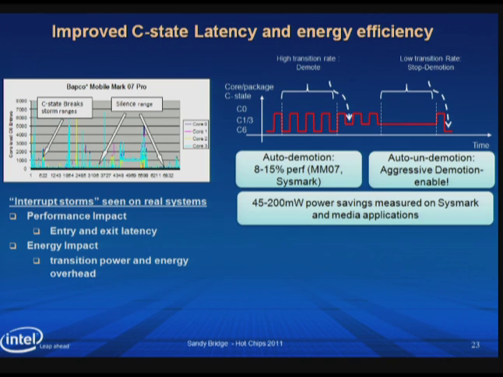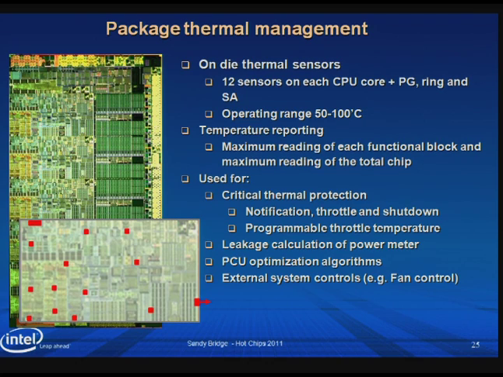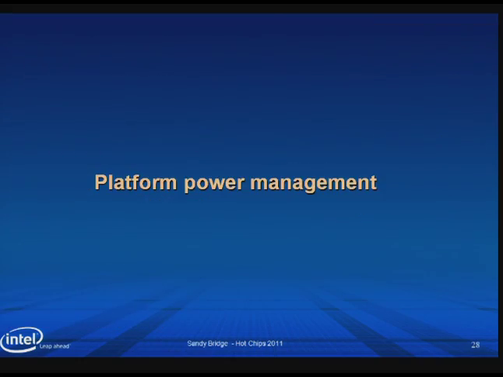optimization algorithms to make sure that we don't have too many bursts of going in and out of C6, having the controller manage the entry and exit to the C state. We can make sure that the energy cost of going in and out of C state is mitigated in a way that going into the deep C state is always efficient. I will not go into the thermal management. It's in the material. If you like, you can have a look at it.